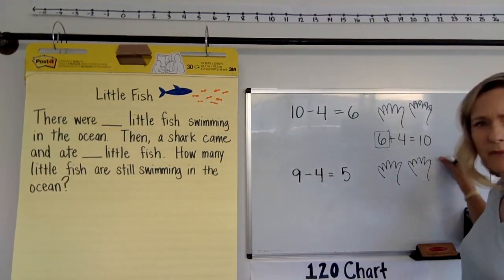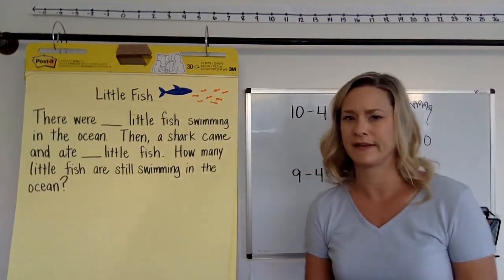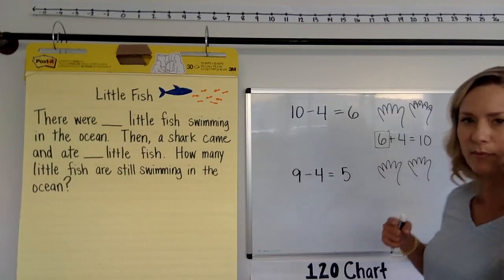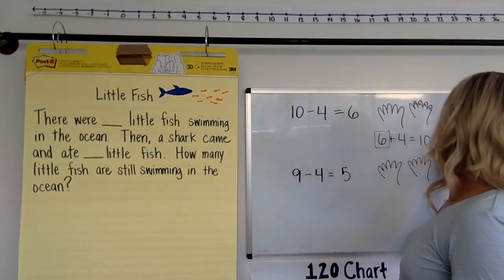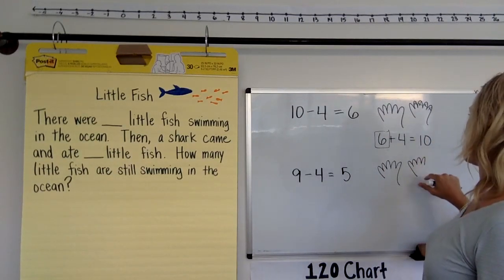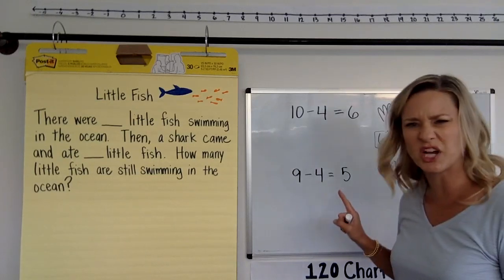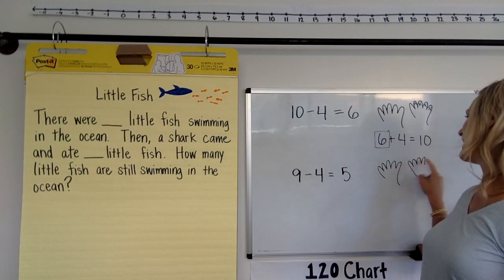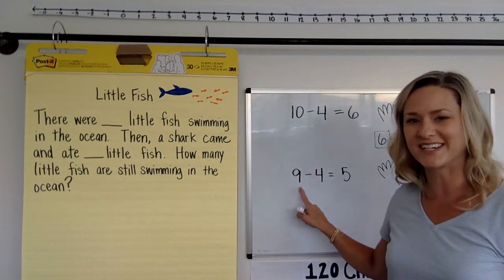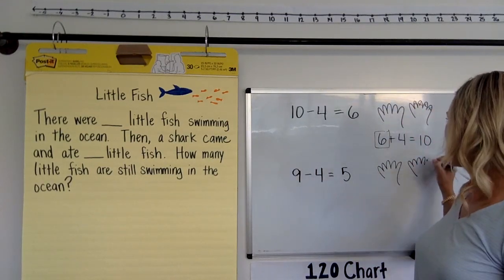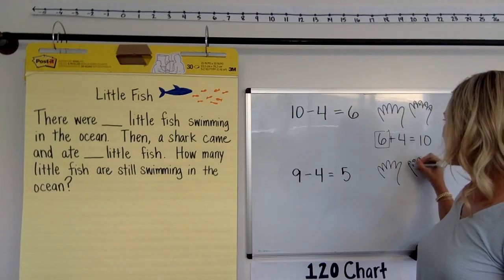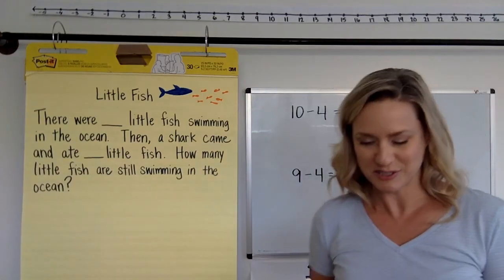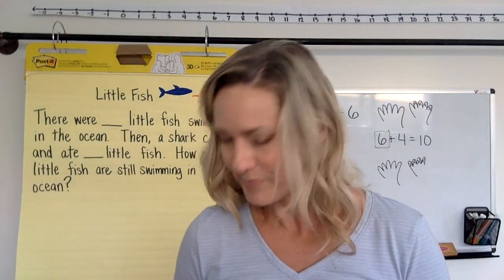Oh, wait a minute. We didn't start with 10 fingers. Silly me. I drew 10 fingers again. My brain is just thinking all in 10s. So I don't have that 5th finger. So now let's double check. Let's count them. Ready? 1, 2, 3, 4, 5, 6, 7, 8, 9. Okay, I have 9 fingers, and I take off 4. Ready? 1, 2, 3, 4, and 5 fingers were left.